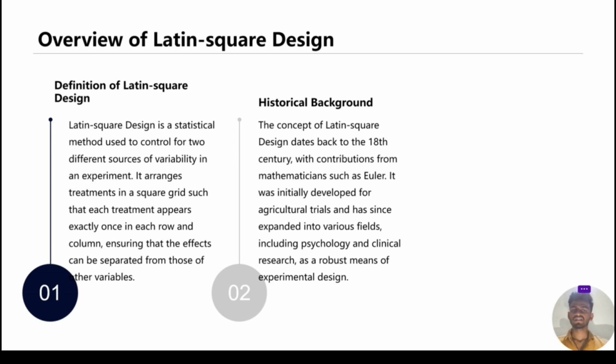Historical background. The concept of Latin square design dates back to the 18th century, with contributions from mathematicians such as Euler. It was initially developed from agricultural trials and has since expanded into various fields, including physiology and clinical research, as a robust means of experimental design.